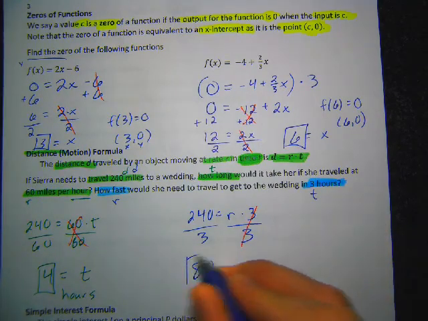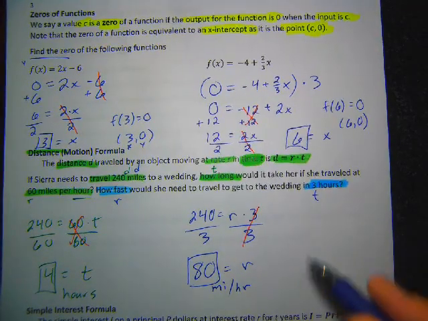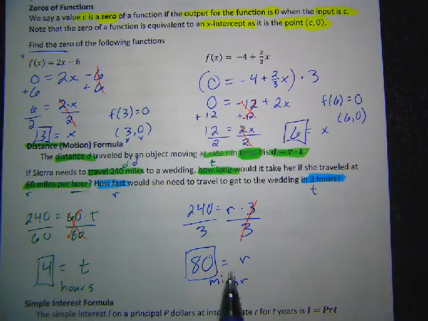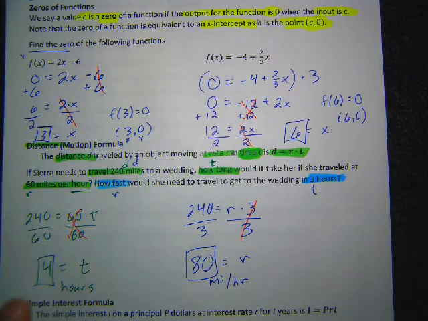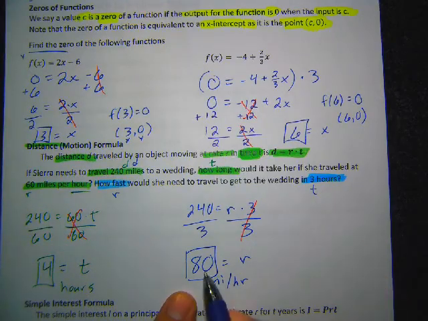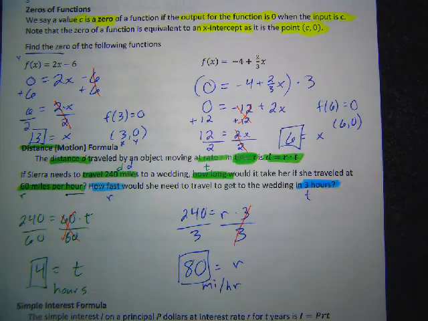That makes sense. That's one thing you always want to do with problems like this. If you're doing a story problem, you'll always stop and ask, does my answer make sense? Well, if it takes 4 hours at 60 miles an hour, 3 hours is going to be faster. 80 miles per hour makes more sense.